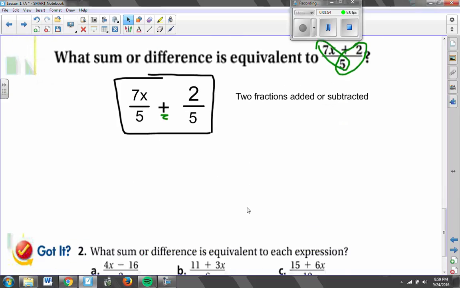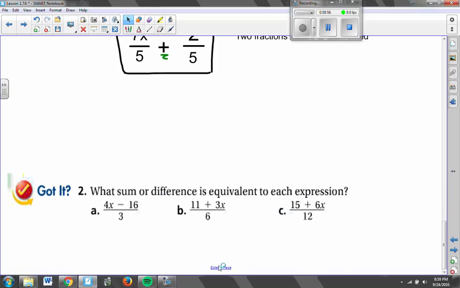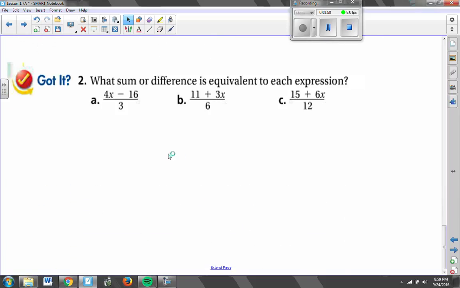Okay. Now I have a few I'd like you to try. I'd like you to find me a simpler version of each of these. Write it as 2 fractions added or subtracted together. Make sure you simplify if you can, please. Pause the video now, take a look at these 3 problems, and write them as 2 fractions added or subtracted together. When you think you have that done, come on back and I'll show you what we should get.